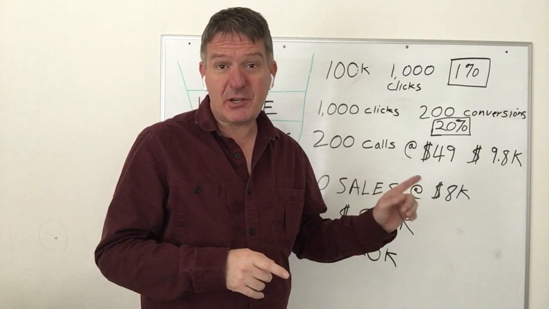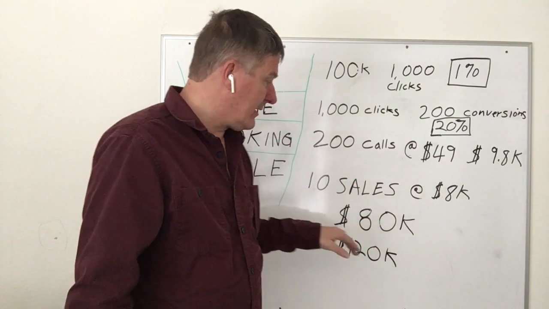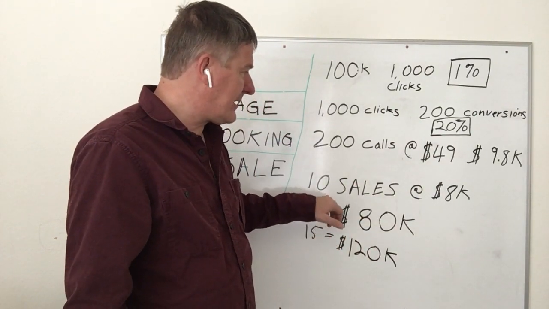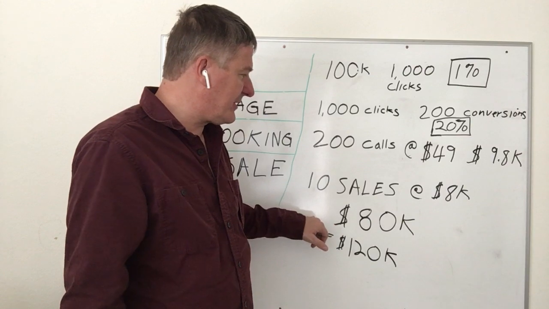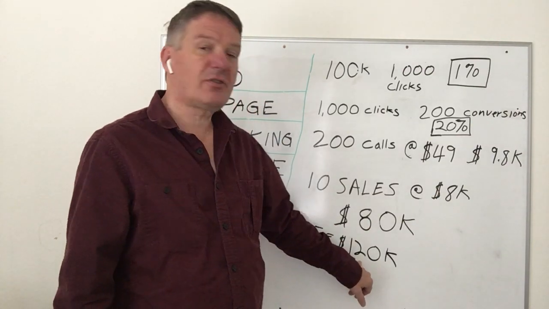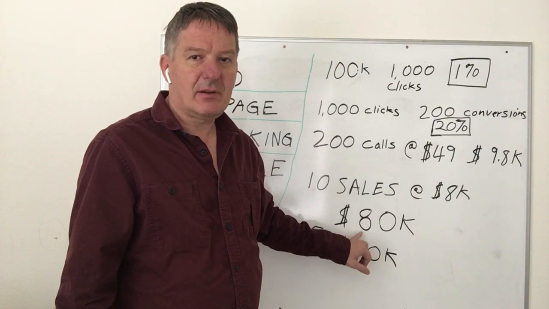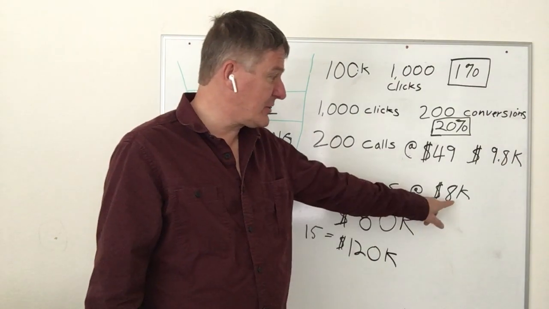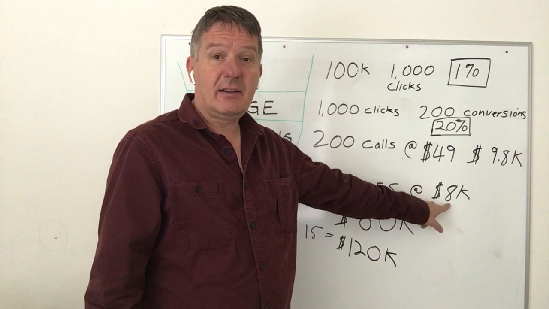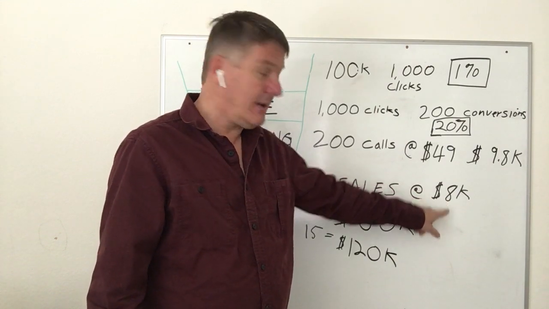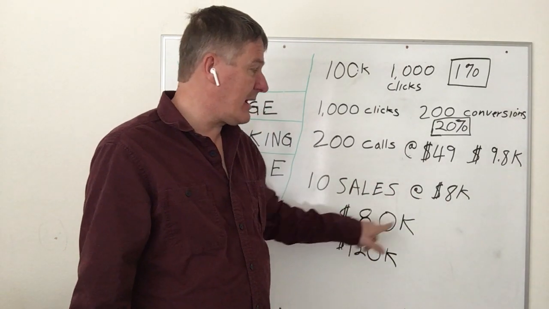So I had one more number to show you how these things can affect each other. Down here in the bottom, if I can get my sales from 10 up to 15 at 8K, I make 120K off of this funnel instead of 80. So I can also have that change where if I change this number to say 10K instead of 8, then I get 100,000 instead of 80.